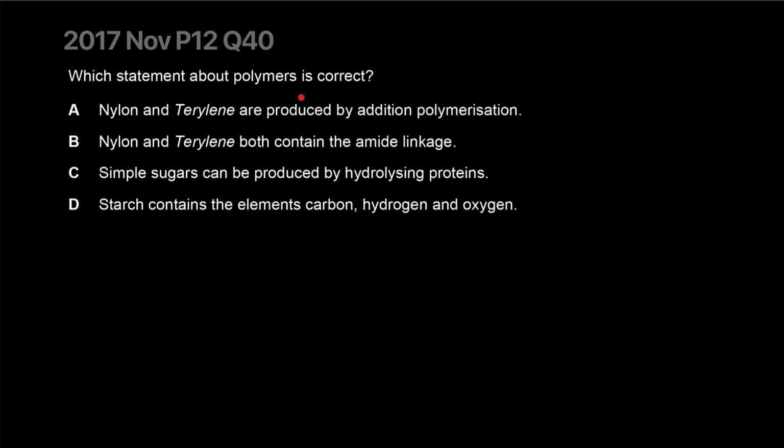Which statement about polymers is correct? Nylon and terylene are produced by addition polymerization. That would be true if it was true, right? They're actually produced by condensation. For addition, you need a double bond. Nylon would have an amide bond. Terylene is a polyester. Nylon and terylene both contain the amide linkage. Polyester, amide, this would have it, but not both. This is an ester linkage.